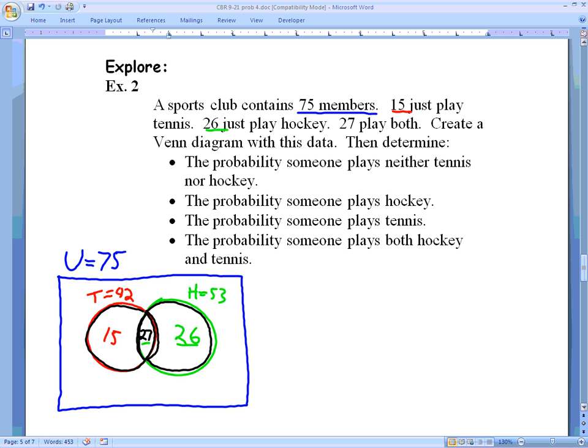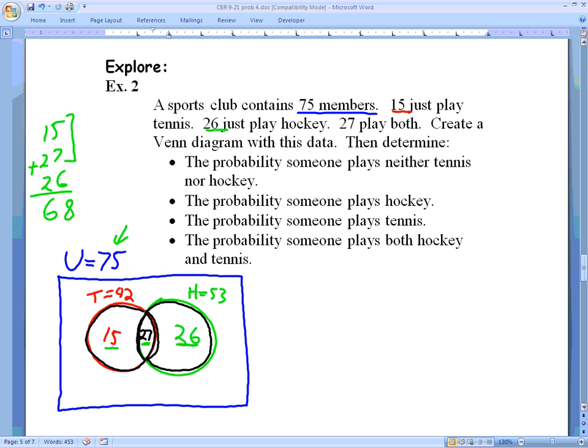Now, it said the universe is 75 right here. I don't want to add together the 42 and the 53 because those have overlapping members. Some of them are in both. But if I add up the 15, the 27, and the 26, I should be able to see how many members are participating total in tennis or hockey. If I add up 15 plus 27 plus the 26, well, I already know that 15 plus 27 is 42. And then I add on the 26, I get 68.